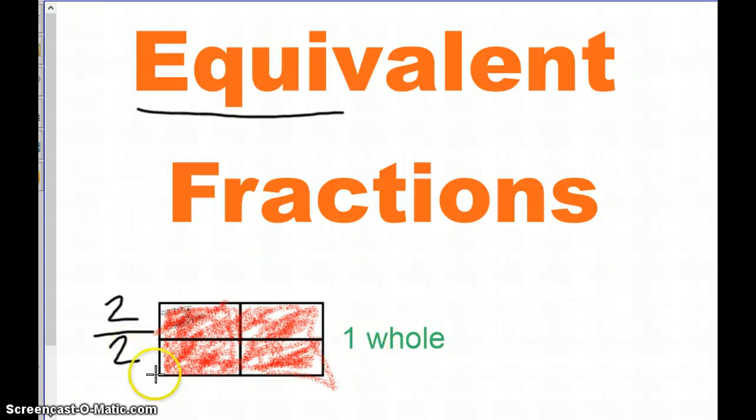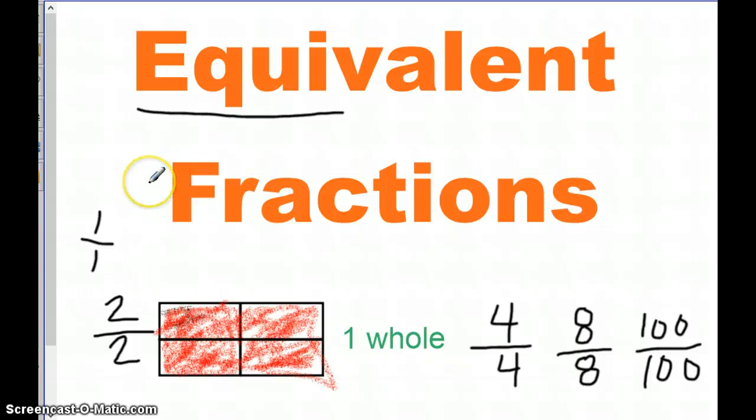Well, say we then split this whole into four equal parts. Now we have fourths. Well, I've shaded all four of the fourths. So that fraction would be represented as 4/4. Well, we can also see that 4/4 is the same shaded area as two halves or as one whole.